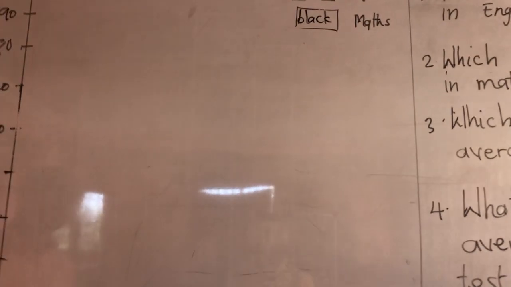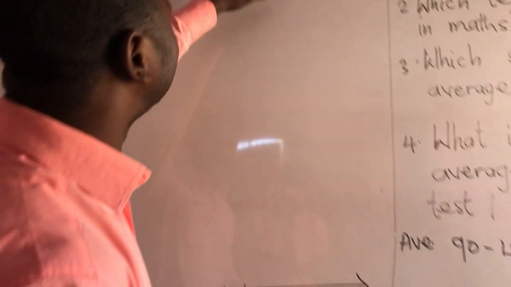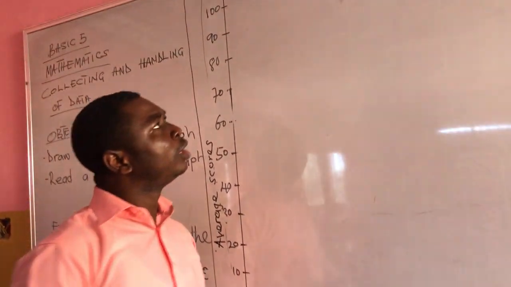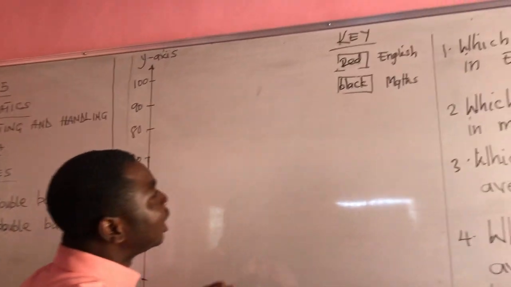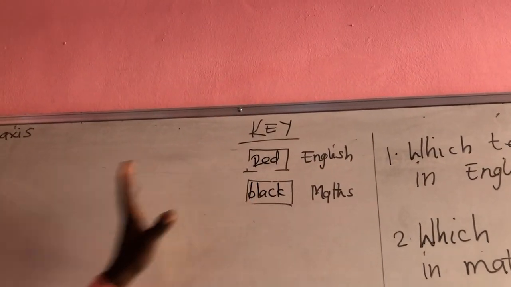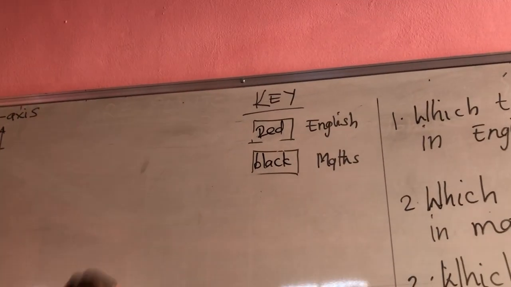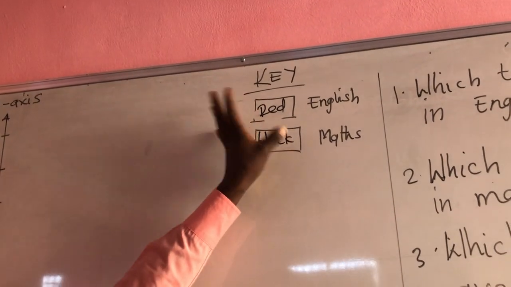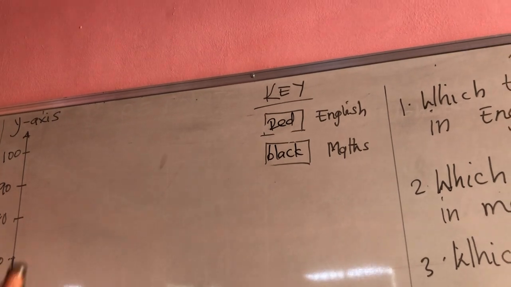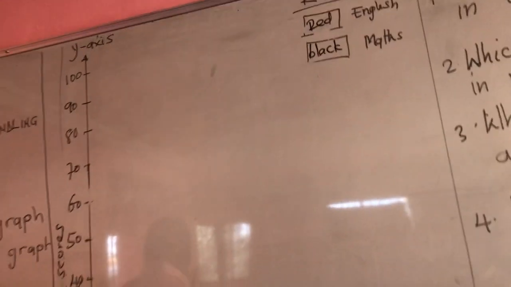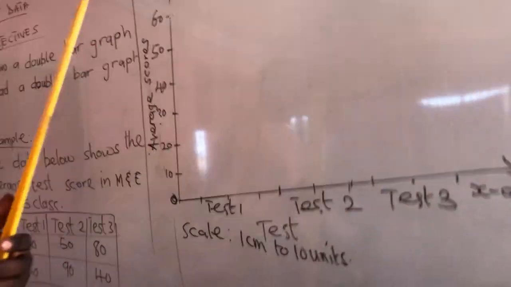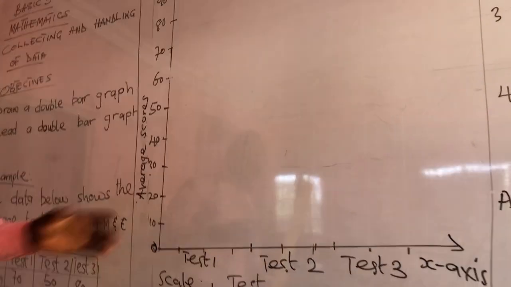So now let's move on quickly to draw our bar graph. For you to draw it very well, you have to indicate your key. The key is going to show the color you are using for the bars. So let's say English, you can use red color for it, and then mathematics you can use black. But at the moment I'm having only black color, so I'll use black, okay? I'll write the subject in the bars so that it will help us to indicate the type of bar it is.